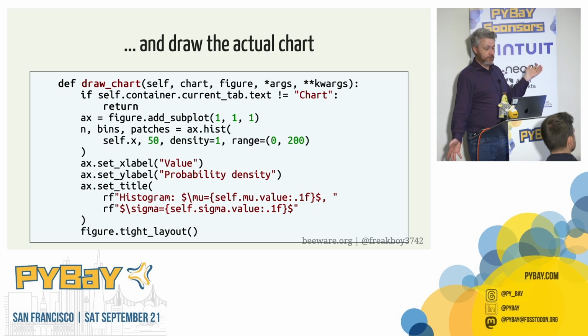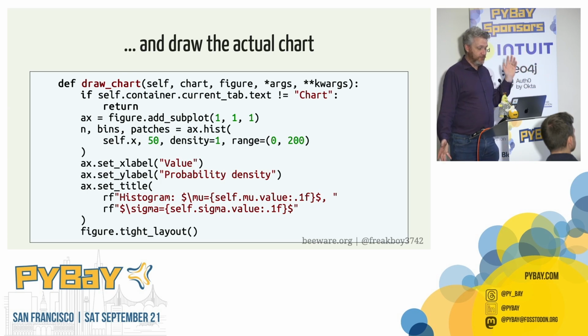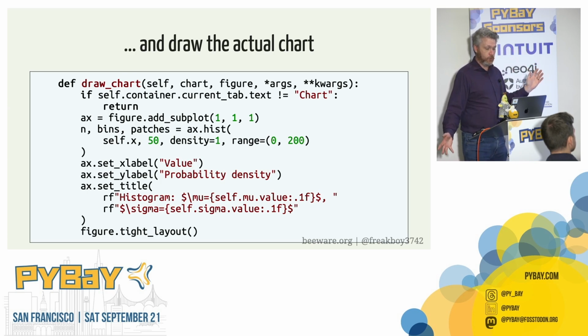But if we know the chart is visible, we can draw in that figure using any matplotlib API you want. This here is very much a matplotlib-happens-here slide. Don't worry too much about the details. Consult a matplotlib talk if you want to know how to do that. And that's it. We've now got a demo app that draws a chart.